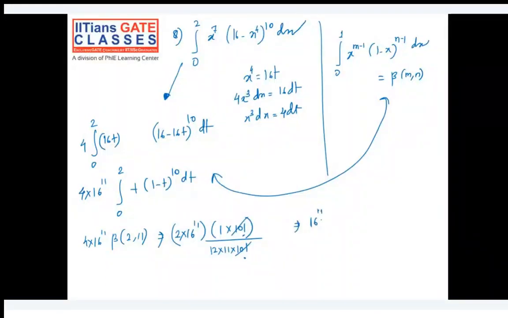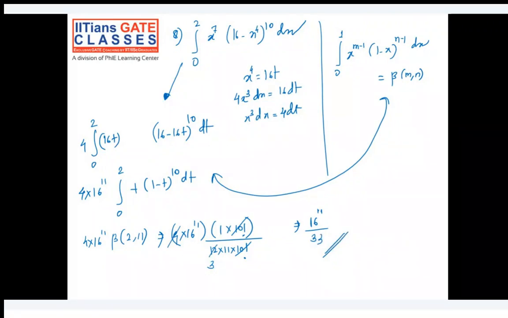divided by 33. Let me check. So this 4 is there. Yeah, 4 3 is 33. Yes, 16 raised to the power 11 divided by 33 will be the answer.